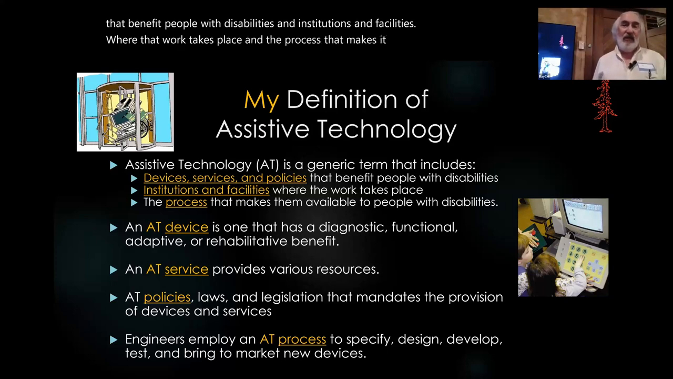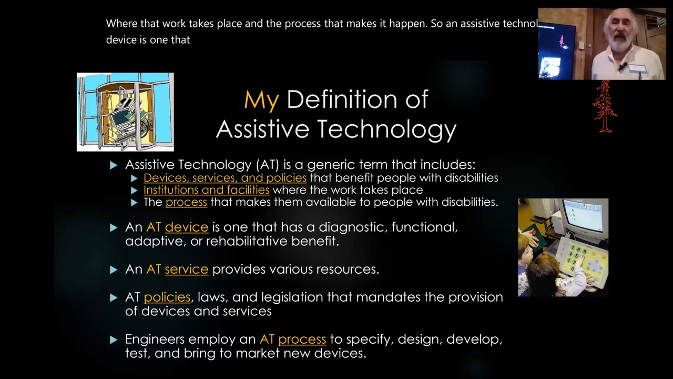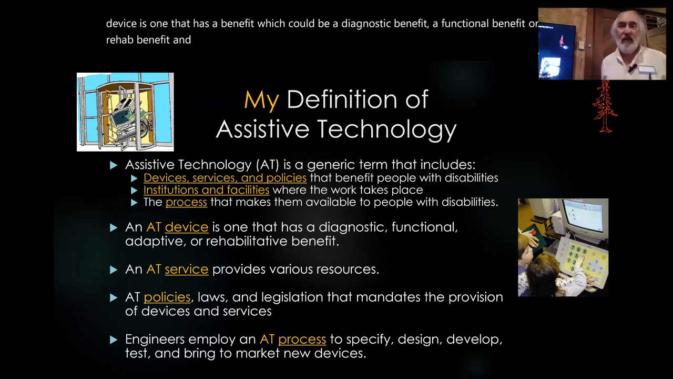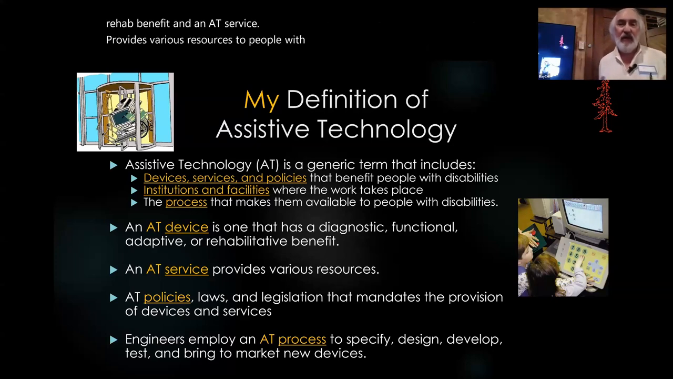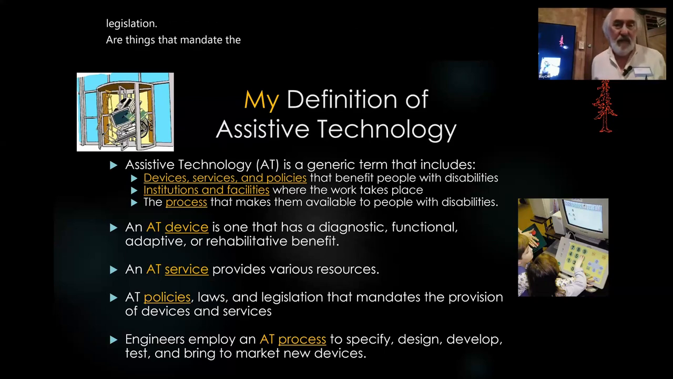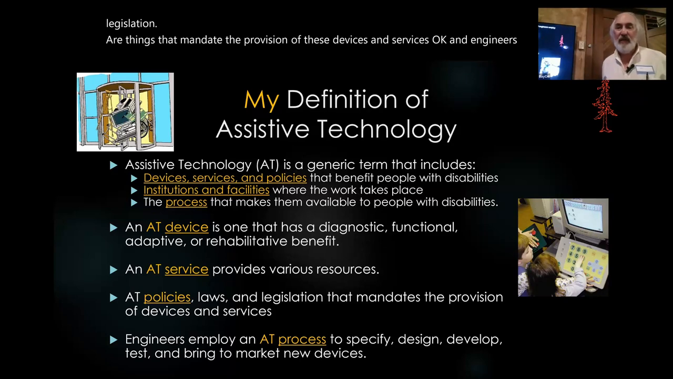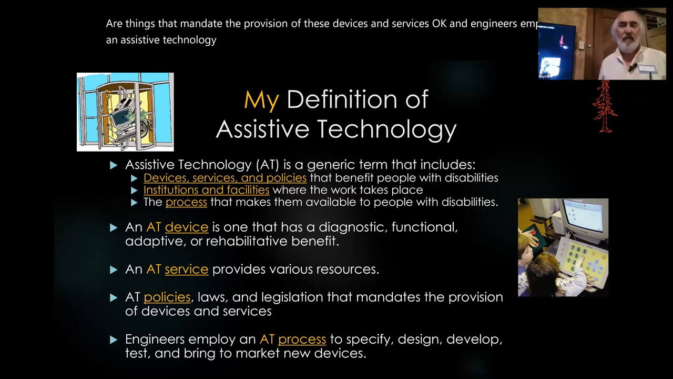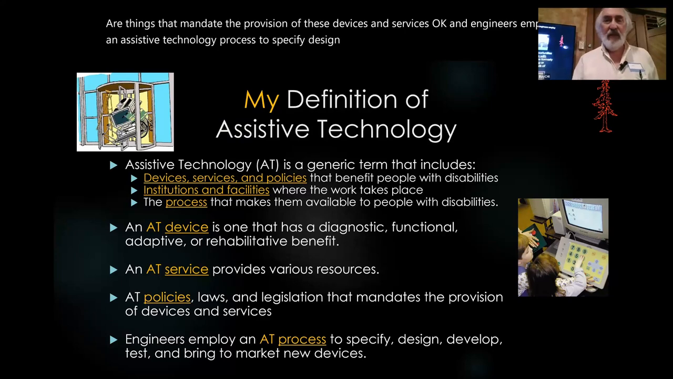So an assistive technology device is one that has a benefit, which could be a diagnostic benefit, a functional benefit, or a rehab benefit. And an AT service provides various resources to people with disabilities. And of course, AT policies, laws, and legislation are things that mandate the provision of these devices and services, okay? And engineers employ an assistive technology process to specify, design, develop, test, and bring to market these new devices.